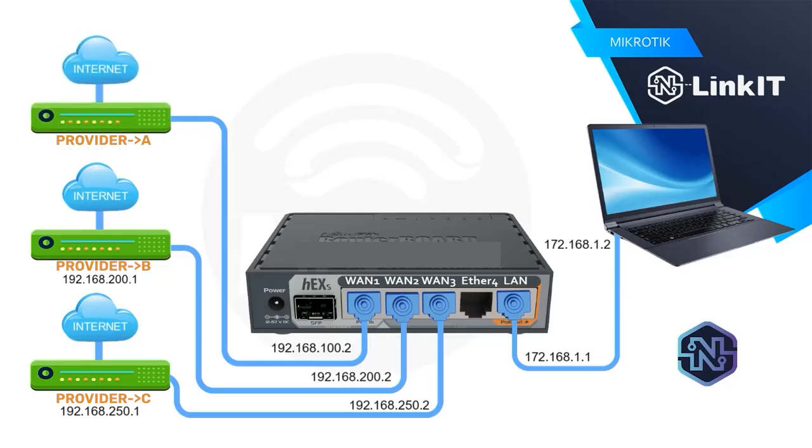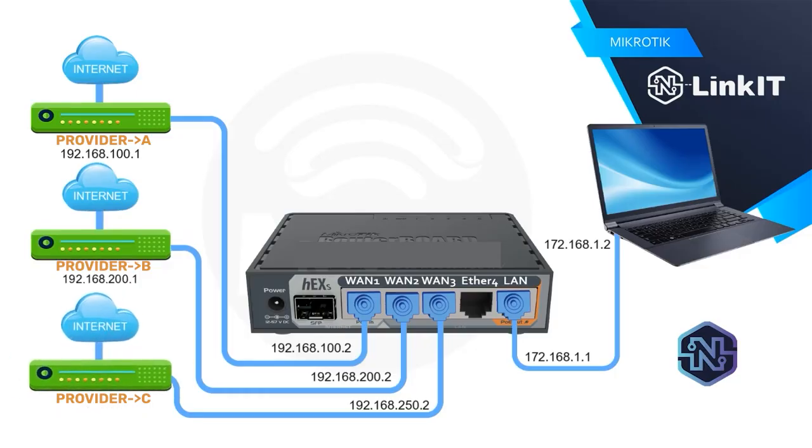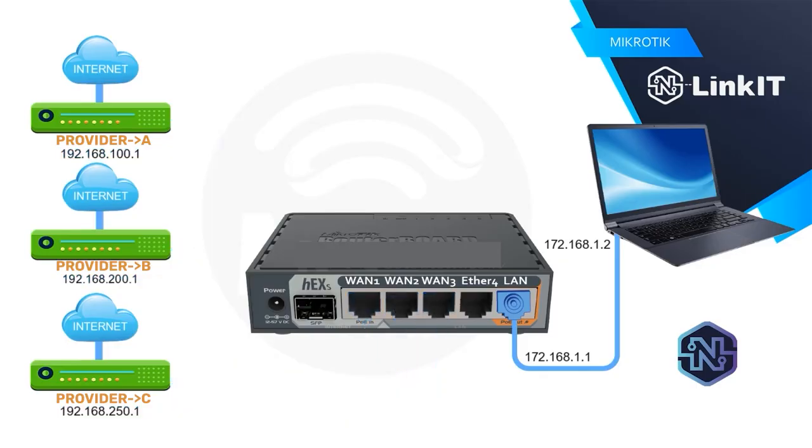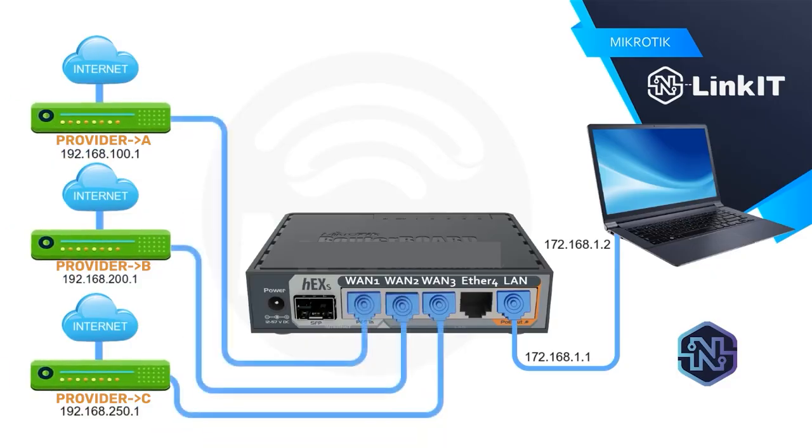Here we have provider A with IP address 192.168.100.1, provider B with IP address 192.168.200.1, and provider C with IP address 192.168.250.1. Note that the IP address ranges of the provider's networks must be different. The provider's routers will be connected via a network cable to the MikroTik. The IP addresses will maintain a consecutive order.